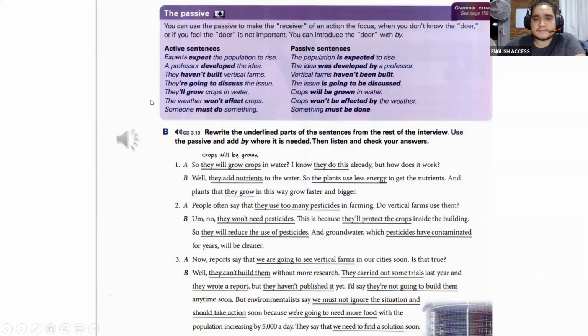The weather won't affect crops. Passive sentence: Crops won't be affected by the weather. Thank you. Miss Maddie, the last one.